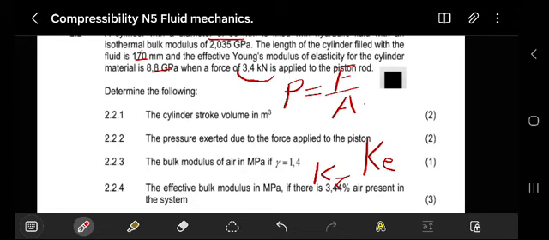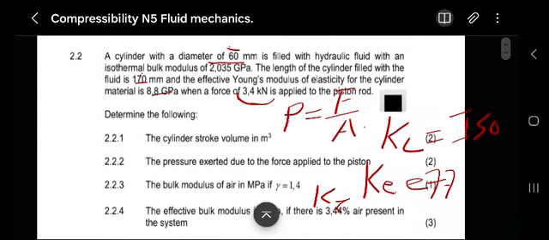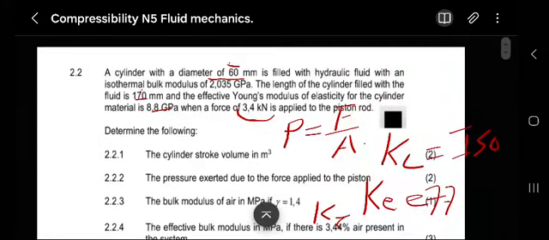Then I said KL, remember, the one with L, I said KL, this is an ISO. It's an isothermal bulk modulus. The difference is this is the effective one. That one of KL is an ISO. Right. So yes, you must know this. We must know that stuff.